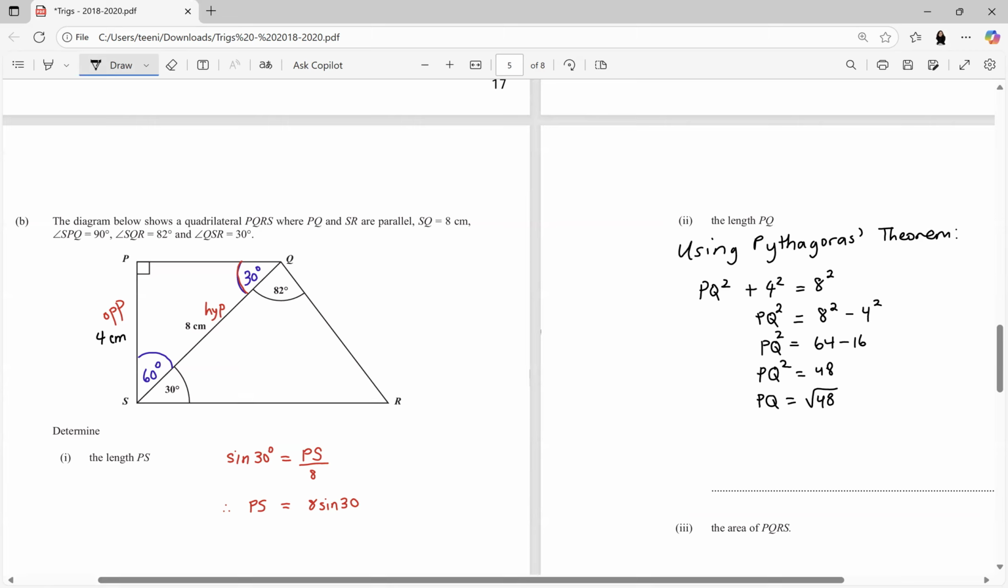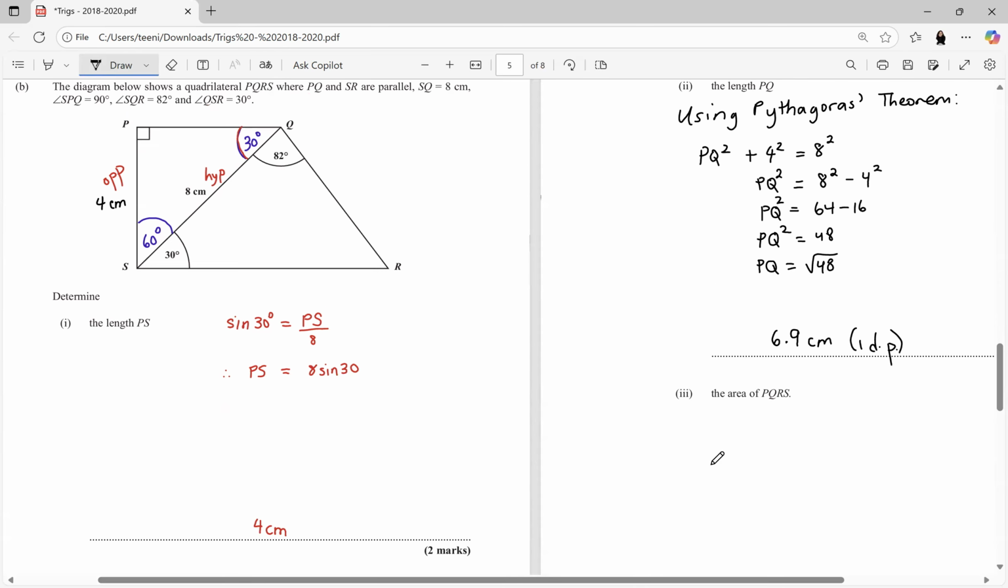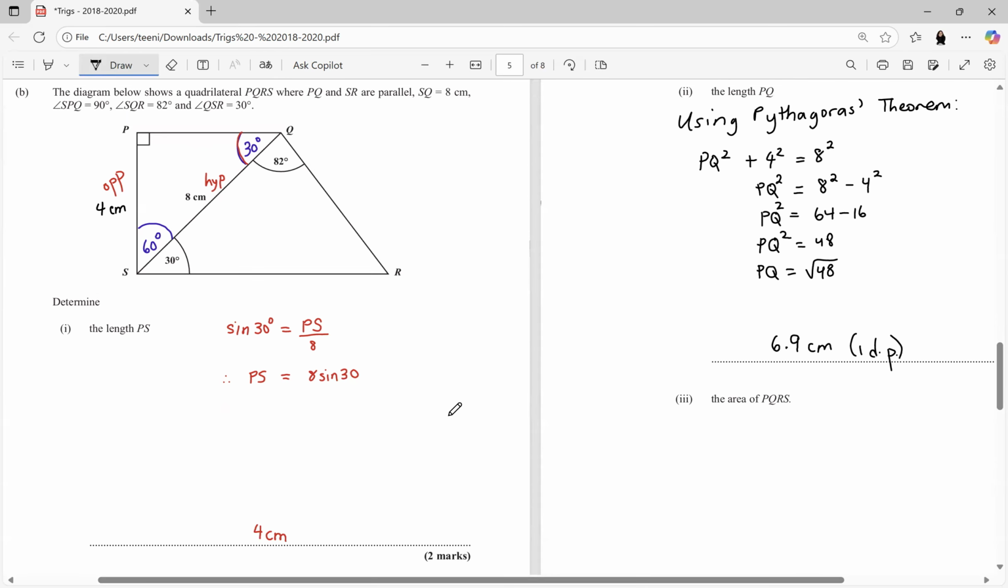Anybody got 6.9 as the answer? Yeah. Okay. Perfect. What did you guys use? Pythagoras' theorem or SOHCAHTOA? SOHCAHTOA. Okay, cool. So you see how regardless of if you use SOHCAHTOA or Pythagoras' theorem in this question, you would still get the correct answer. I took the answer to 1 decimal place. All right, and now to find the area of PQRS.